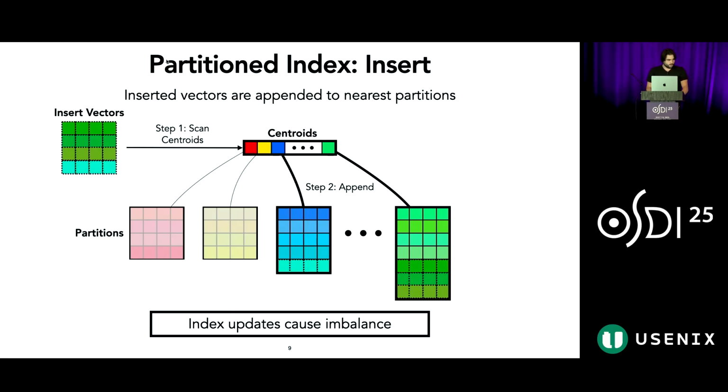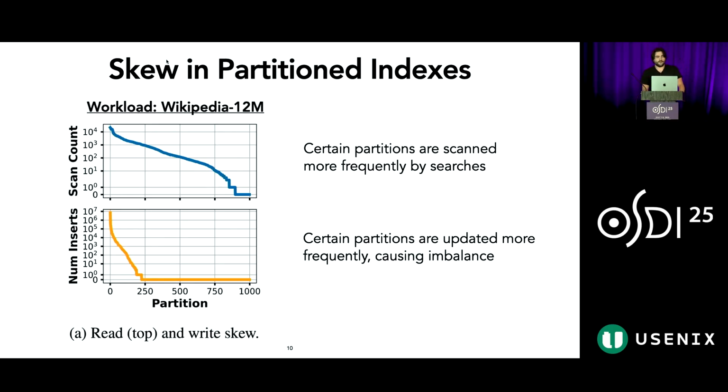Updates to these indexes are relatively simple. In the case of inserts, you scan centroids for your inserted vectors to find the most representative partition, and then you append to the end of them. But the issue with updates is that they cause imbalance in your index, and this negatively impacts the performance of your index. This imbalance is exacerbated by the fact that workloads exhibit skew both in reads and in writes.